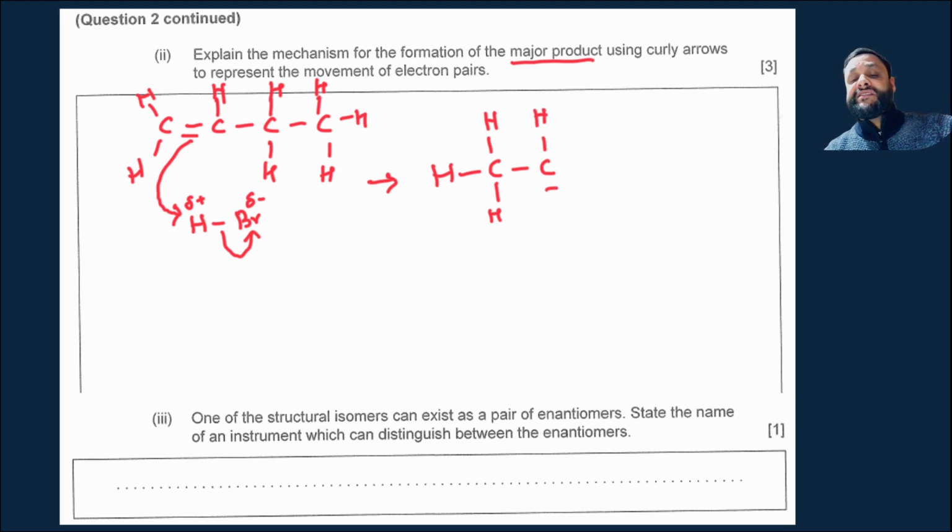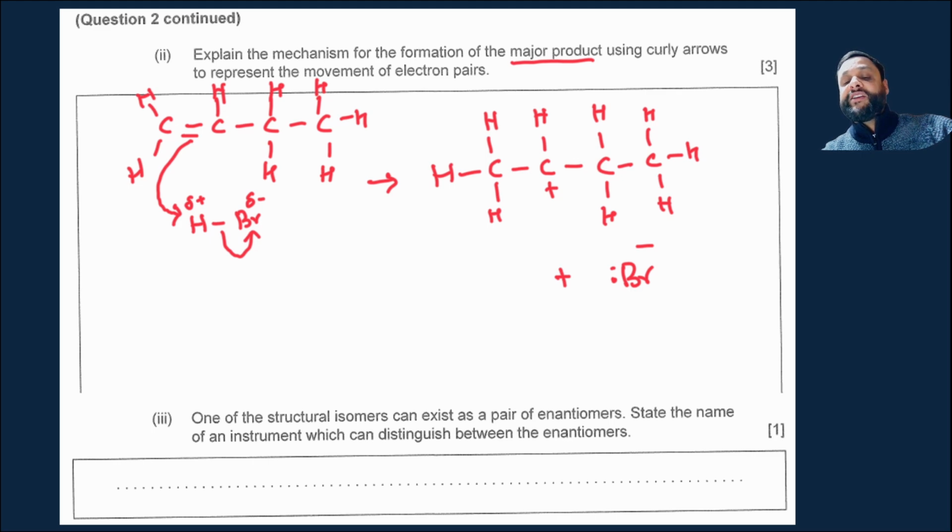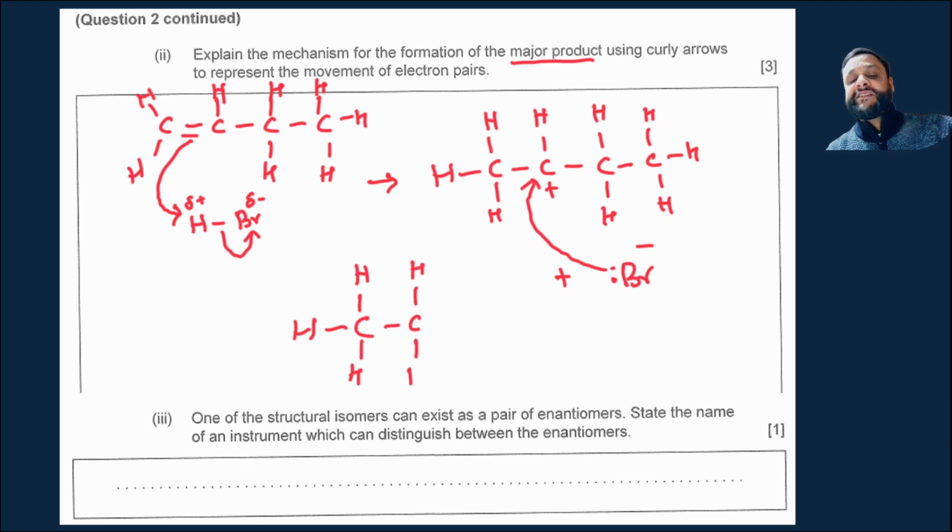So we'll have H here, a positive charge on carbon, and 2 hydrogens as they are and 3 hydrogens as they are. This is a secondary carbocation, and plus we will have Br minus with a lone pair. Now the next step is that this Br will act as a nucleophile and it will attack the carbon which has a positive charge. So an arrow from the lone pair to that carbon, and our product will be 2-bromobutane. So 2-bromobutane will be our major product, with CH3 as it is.